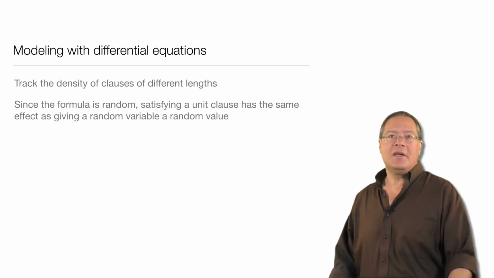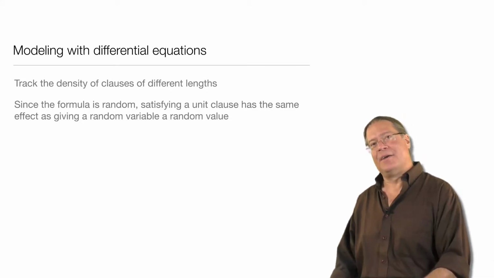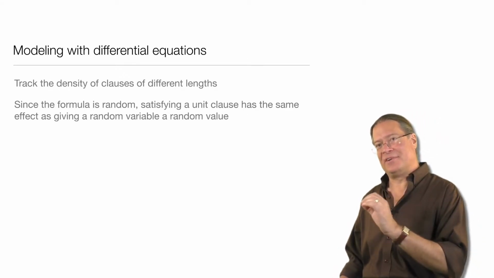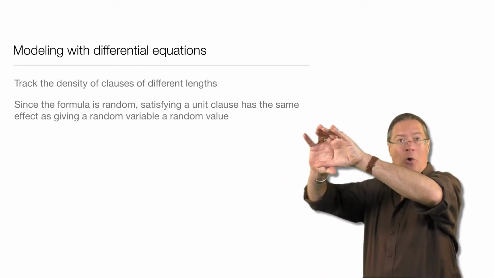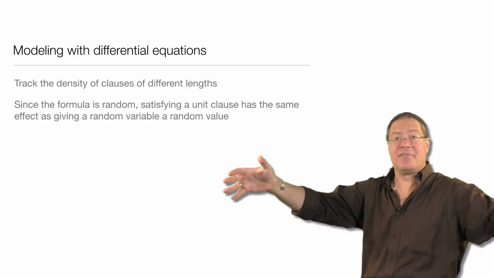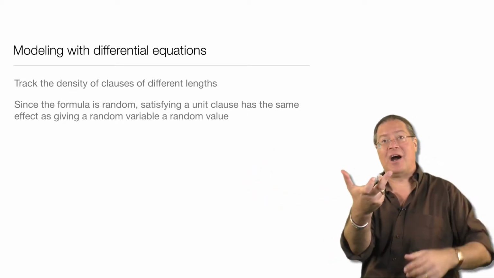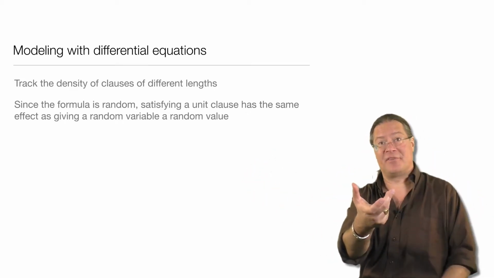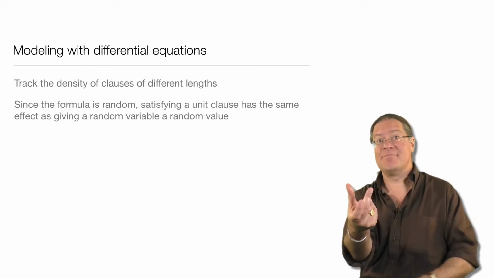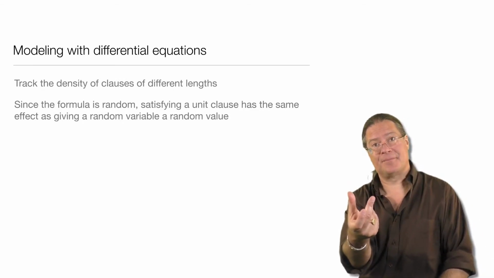So here's what we're going to do. We're going to track the number, or actually the density, of clauses of different lengths. Initially, all of our clauses have 3 variables in them, but remember that when we set a variable, then this clause either disappears if we gave that variable the value it likes, or it gets shorter, demanding something from its remaining variables if we give this variable the value it doesn't like.